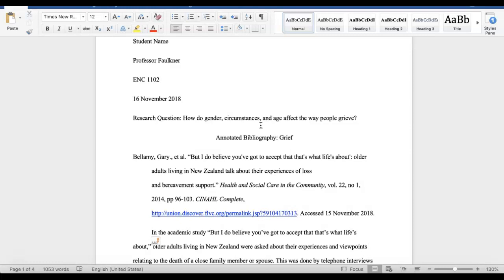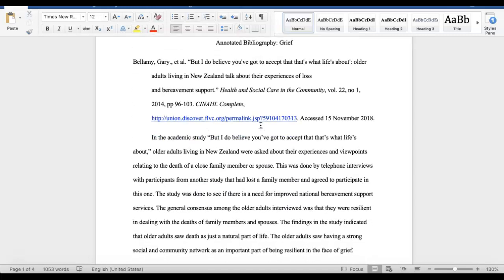While you won't actually use that question in your paper, nowhere in your paper are you going to say, how do gender, circumstance, and age affect the way people grieve? Your thesis is ultimately going to answer it, saying the way people grieve is strongly affected by gender, circumstance, and age, or something to that effect. So you're going to flip that research question into a thesis when you get to your paper.